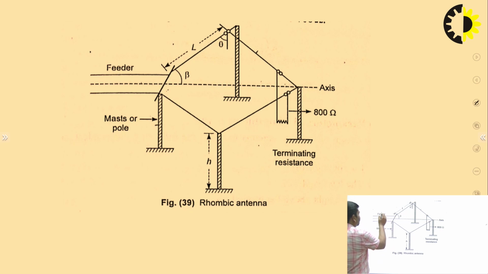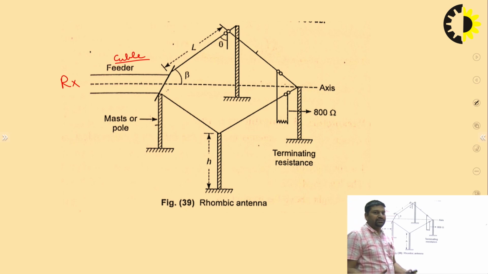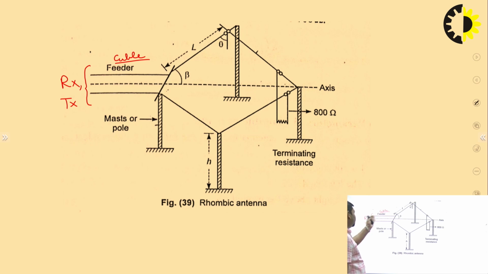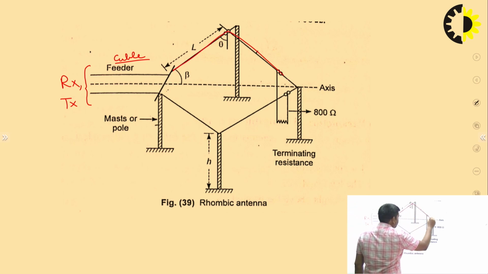So this is the feeder cable, where the receiver or transmitter is connected. If this antenna is receiving that particular frequency, this is a receiver. If we transmit a signal via this rhombic antenna, we connect it to the transmitter. So this is a feeder cable. This is a 2V type antenna we have associated here. This is a V type antenna.